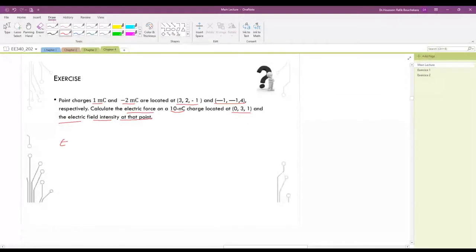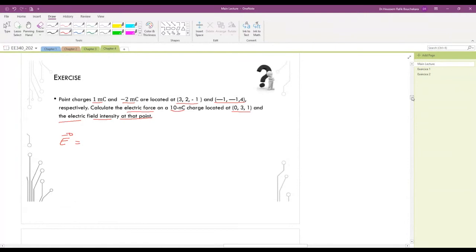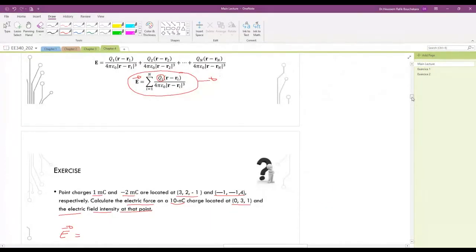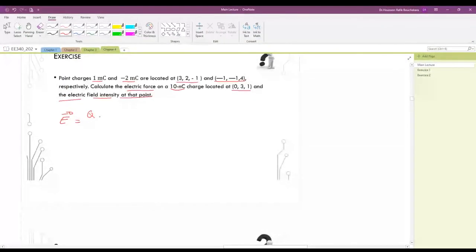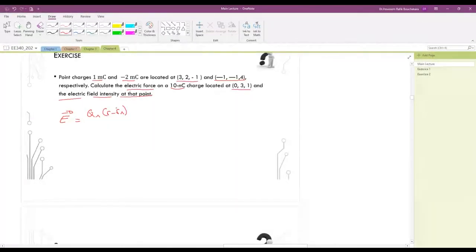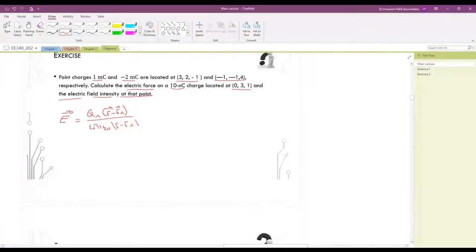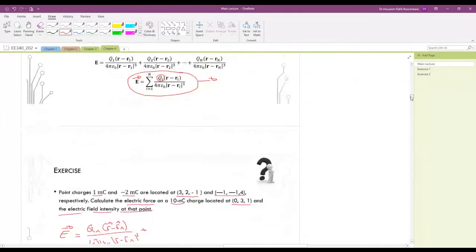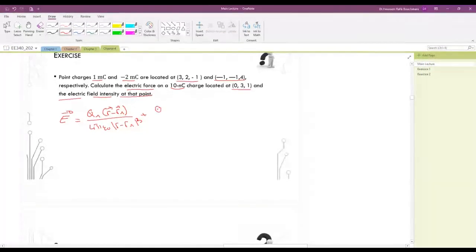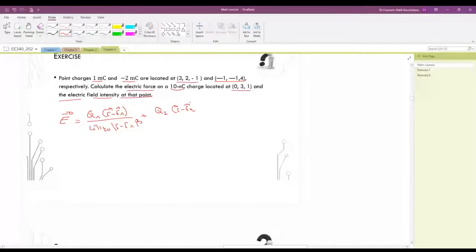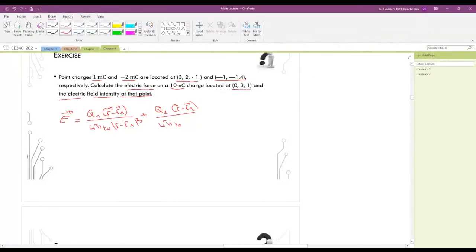Okay, how can we determine E? What is it equal to, guys, using this relationship or expression? E equals Q1 (R minus R1) over 4 pi epsilon 0 |R minus R1| cubed, plus Q2 (R minus R2) over 4 pi epsilon 0 |R minus R2| cubed. Yes Abdulmajeed, cube. It is squared if it is a vector, and cubed if it is the magnitude, meaning |R minus R2|. This is how we determine the electric field intensity.